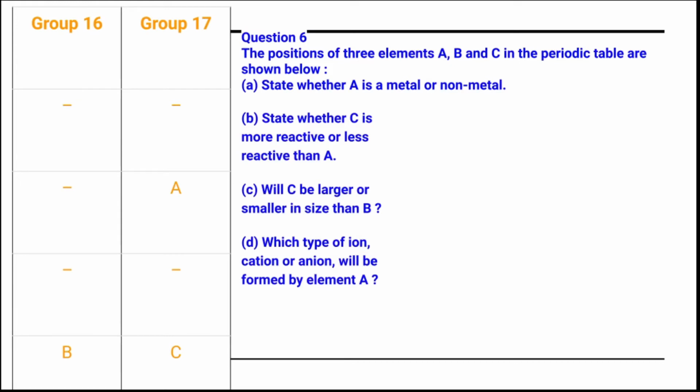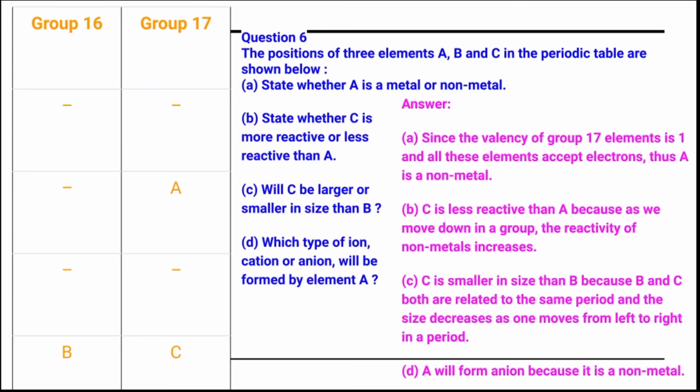And next question is, will C be larger or smaller in size than B? And last question is, which type of ion, that is cation or anion, will be formed by the element A? So the answers, let us see.